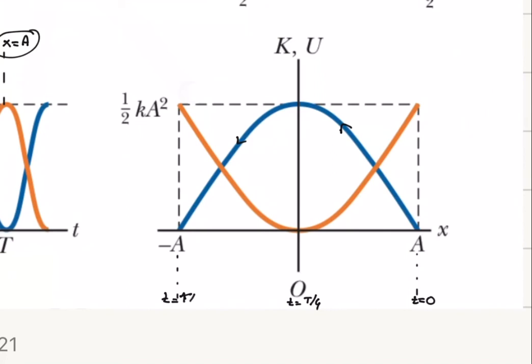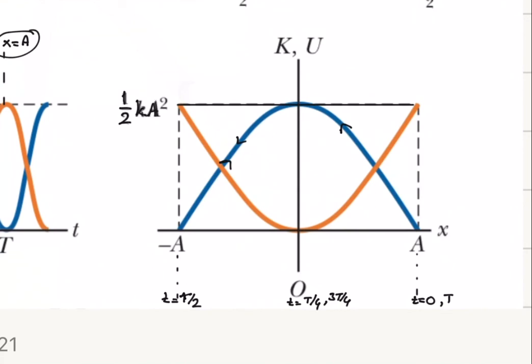And then I go to zero kinetic energy and maximum potential energy again. That's on the other side of the oscillation. So that's half a period. So this is t is equal to T over 2. Then I go back to maximum kinetic energy and zero potential energy. That's 3T over 4. Then I'm back to x equals a in one period, t is equal to T.